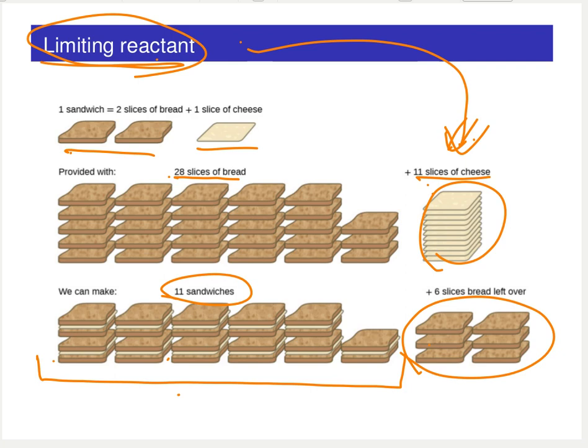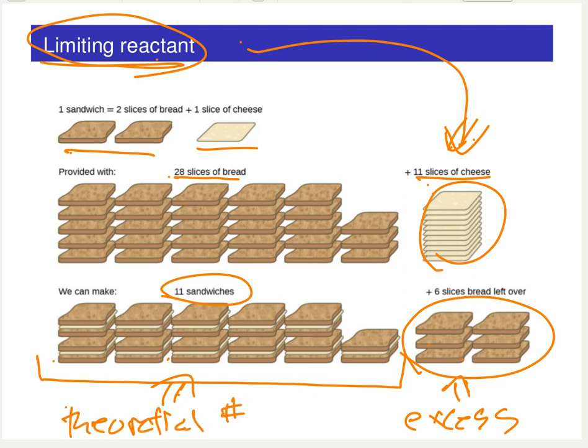And the bread, in this case, we have extra of. So we could say we have excess bread. And in theory, the number of sandwiches that we can make is going to total 11. So we have a theoretical yield of sandwiches of 11. I introduced a couple terms there that you perhaps haven't used in the context of making cheese sandwiches, but these terms are going to be very useful in our analysis of chemical reaction equations. So let's define each one of these in turn.